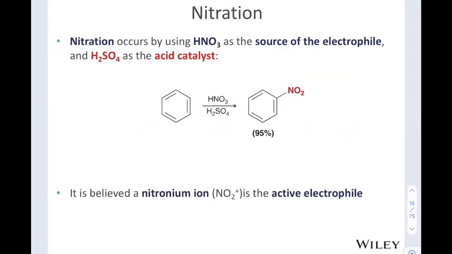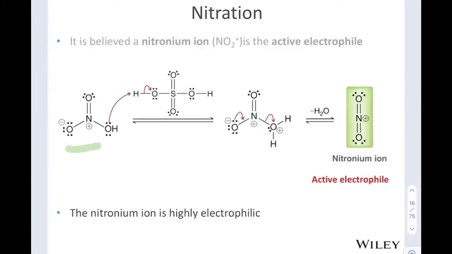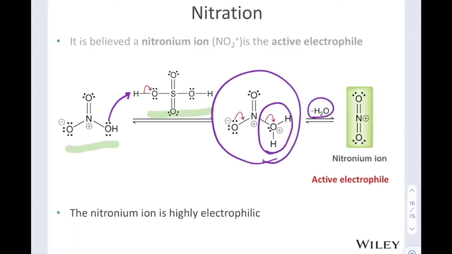Next, we have nitration. Nitration occurs using HNO3 as our crazy good electrophile. And the way that we are going to do that is we are going to react benzene with nitric and sulfuric acid. When we have nitric and sulfuric acid reacting together, sulfuric acid is the stronger acid, so nitric acid is going to be protonated. We end up with this intermediate that then loses water, forming our nitronium ion. And this, my friends, is the crazy good electrophile.